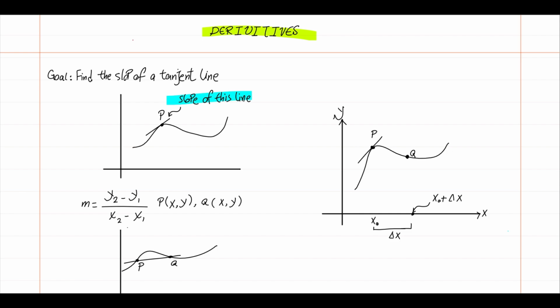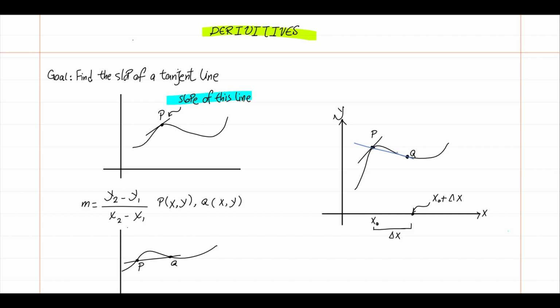The main idea that we use to find the slope of a tangent line at the point P is to introduce a new point Q. This Q is at a fixed distance from the point P, and we then plot the secant line passing through the points P and Q, and we can then go ahead and find the slope of this line. The slope of this line is then going to be an approximation of the slope of the tangent line.